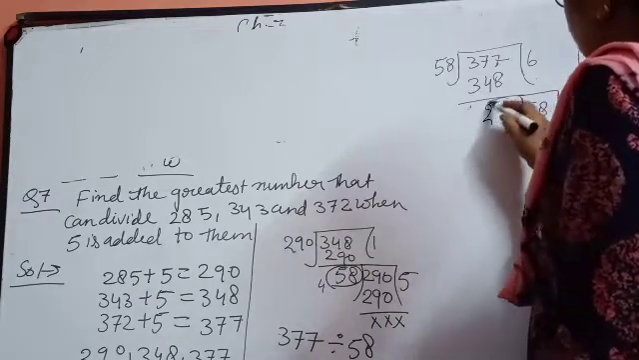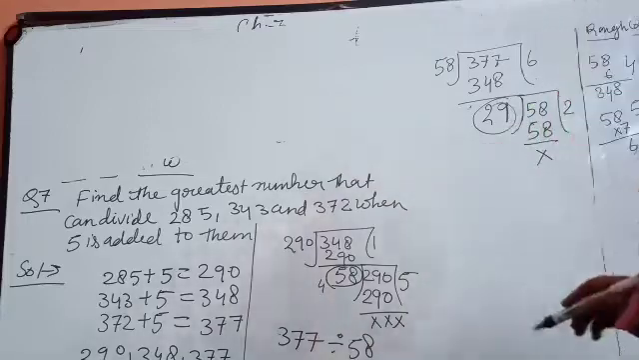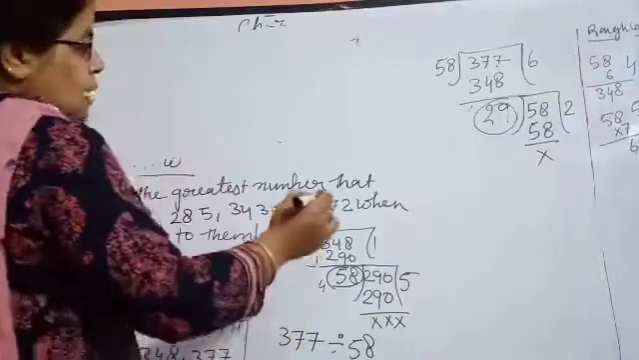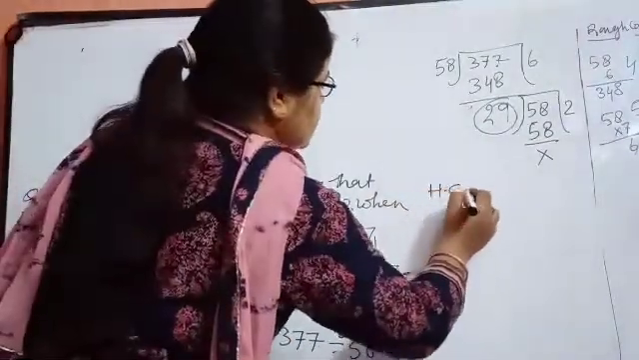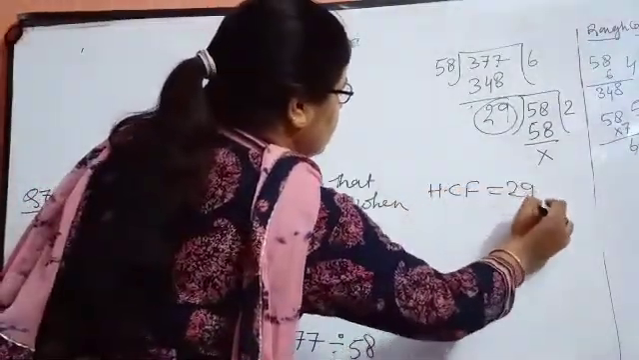So the last divisor, which has divided both the numbers, is 29. So SCF is 29. So that will be your answer.